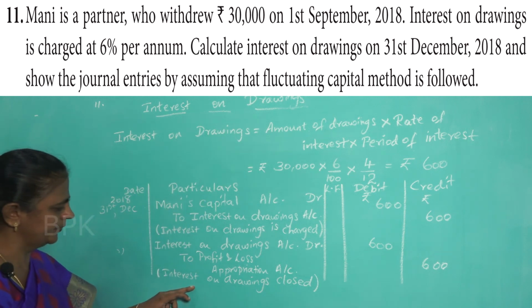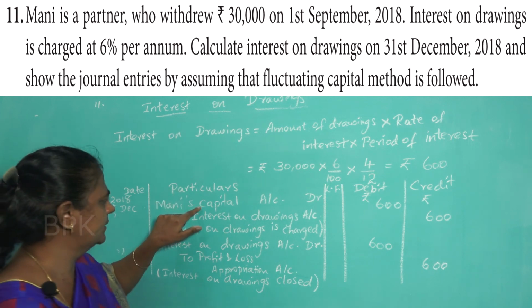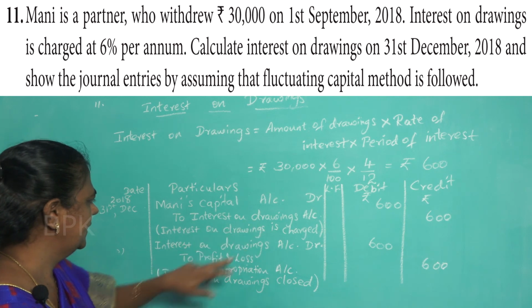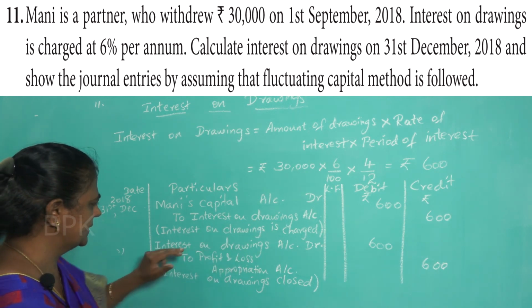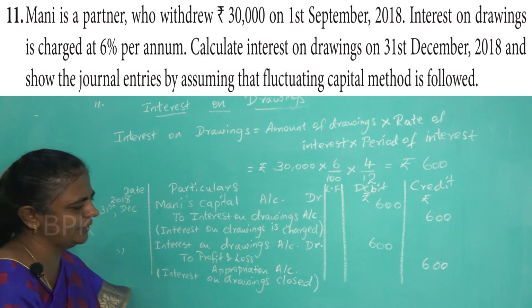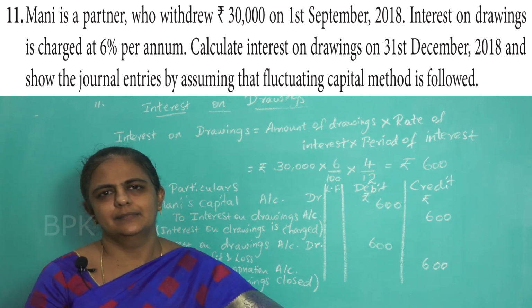So understood? When the money is withdrawn, capital gets reduced. So you have to debit capital account. Money's capital account debtor to interest on drawings. Then again, interest on drawings account debtor to profit and loss appropriation account. Okay. Hope you understood, children. Thank you.